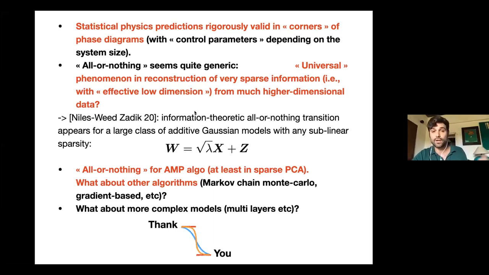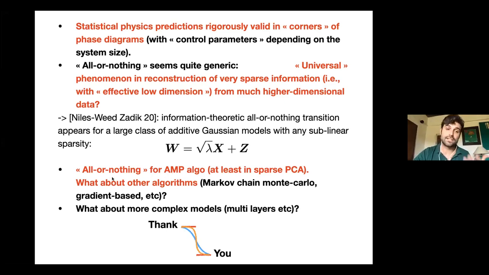We don't really know. There is this very recent paper that seems to indicate that in a very large class of additive Gaussian models, which does not include these generalized linear models, but at least includes the sparse PCA that I discussed, but other types of model. Here, X can be anything. It can be a tensor. In a large class of Gaussian models like this, it seems from these results that this all or nothing is actually happening for all sublinear sparsity, for a very wide regime of sparsity.